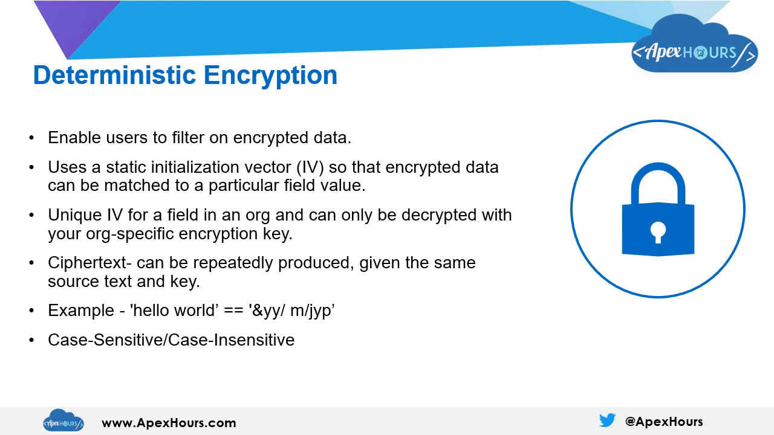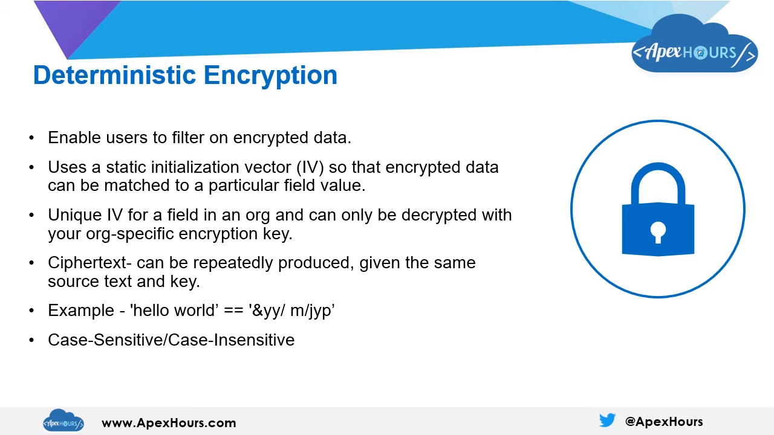The ciphertext can be repeatedly produced given the same source text and key. That means if hello world is the data and it is converted to this particular ciphertext, you can see a ciphertext given there as an example. It produces the same one provided you give the same source text and key. In the case of probabilistic, it used to give random and patternless strings. In the case of deterministic, it is always going to give the same ciphertext.